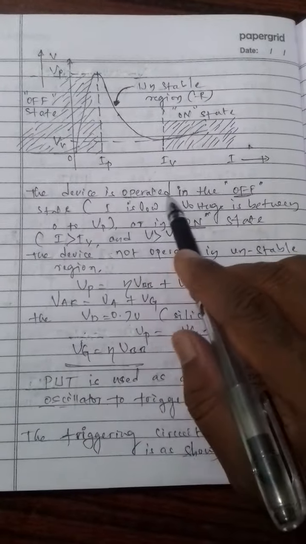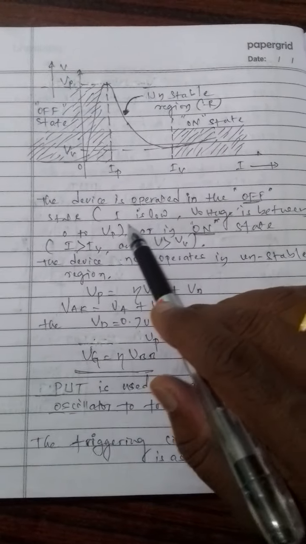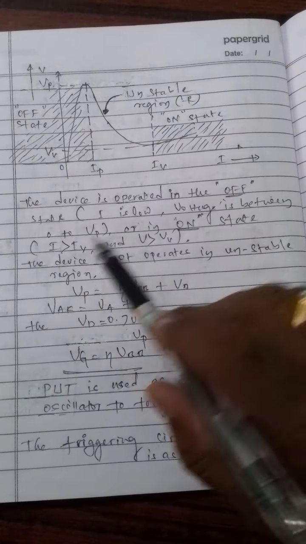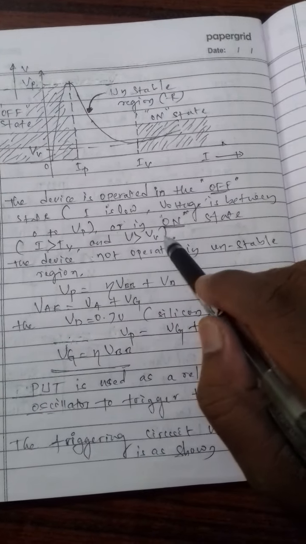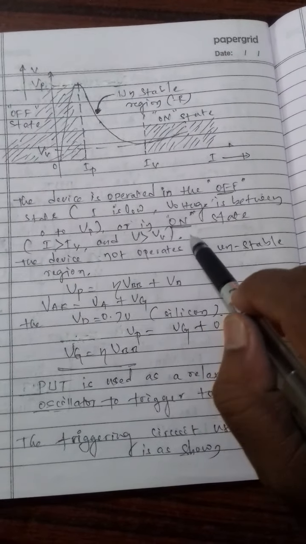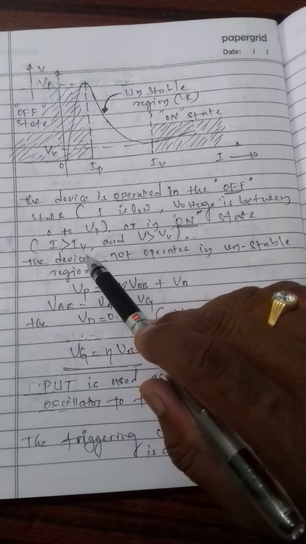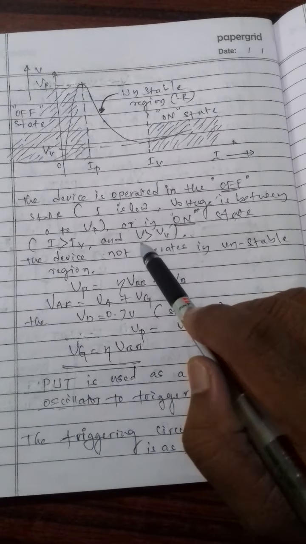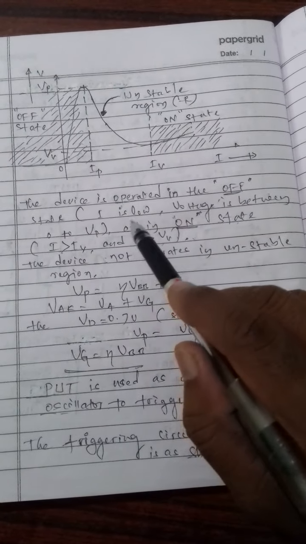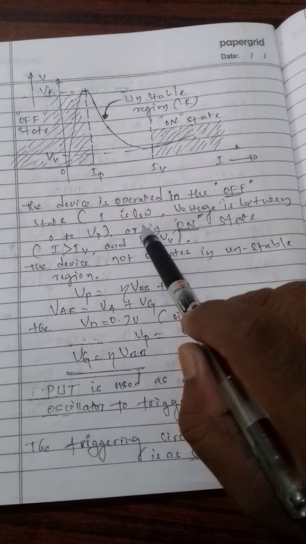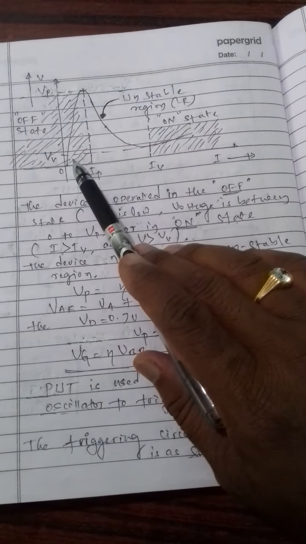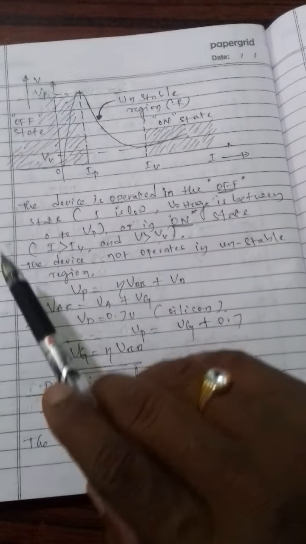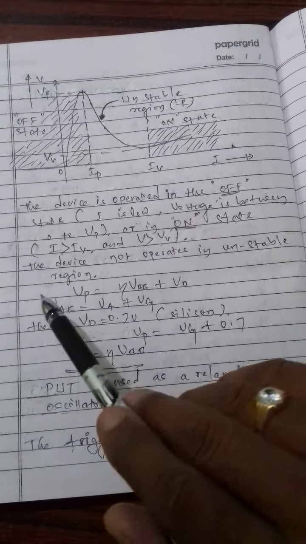The device is operated in the off state, that is I is low and voltage is between 0 and Vp, or in the on state, that is I greater than Iv and V greater than Vv. This is the off state, this is the on state. The device is not operated in the unstable regions.